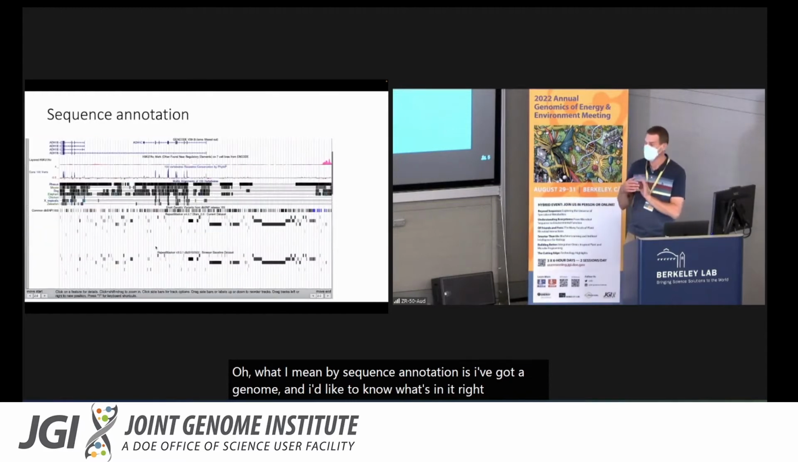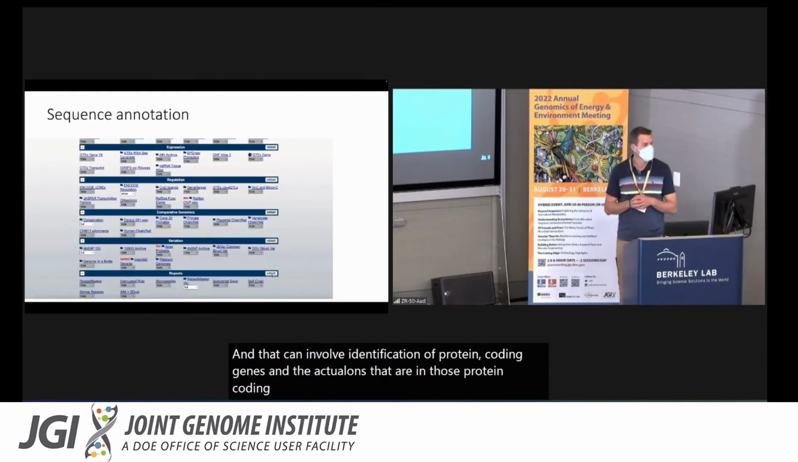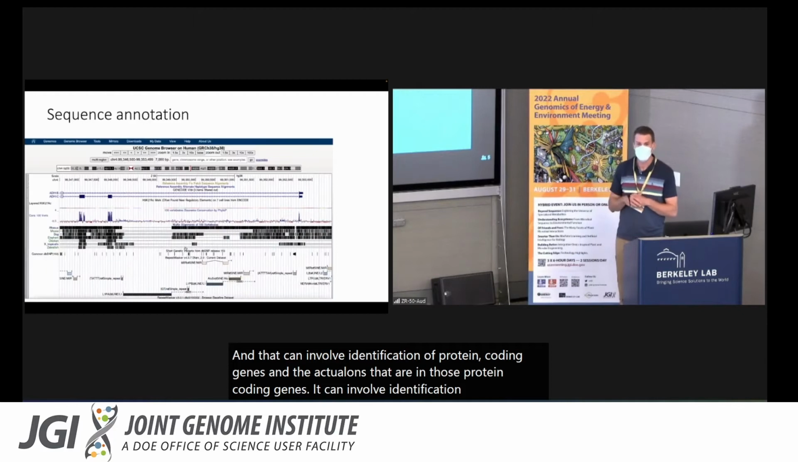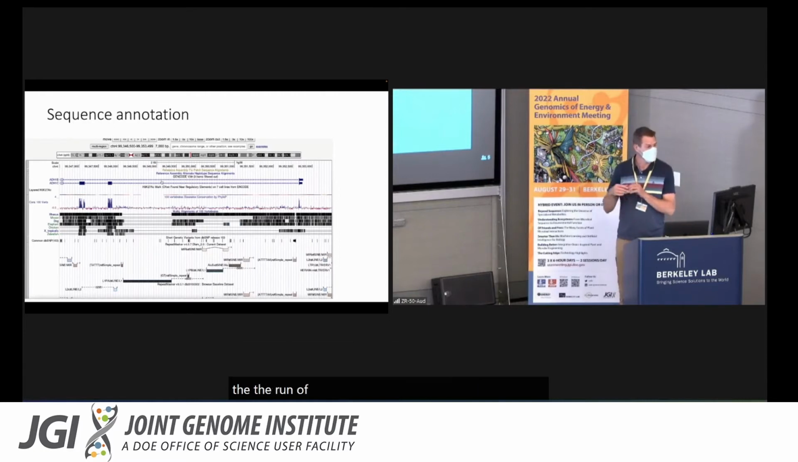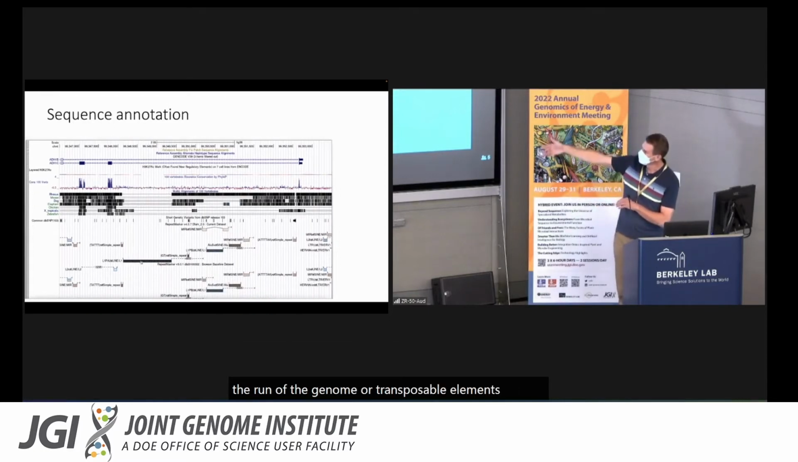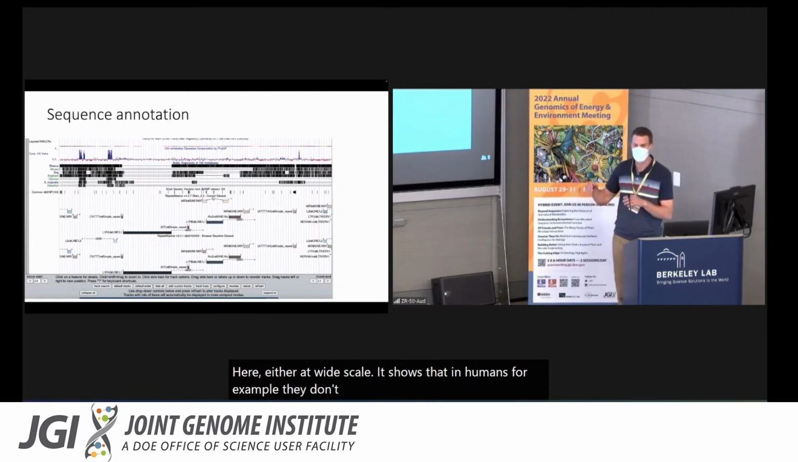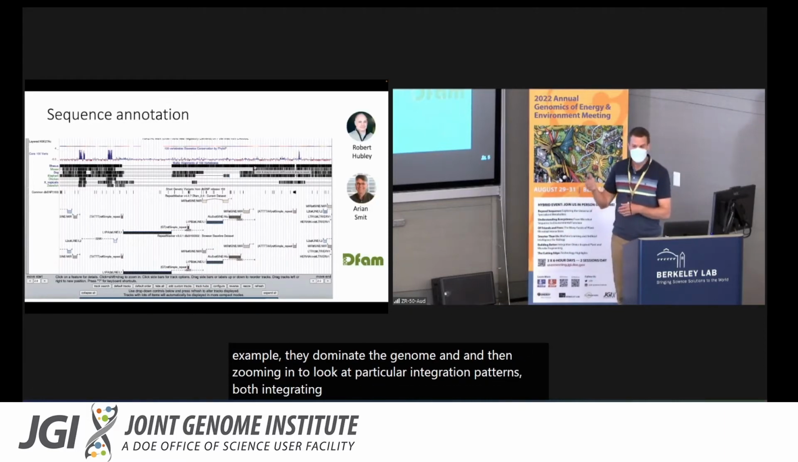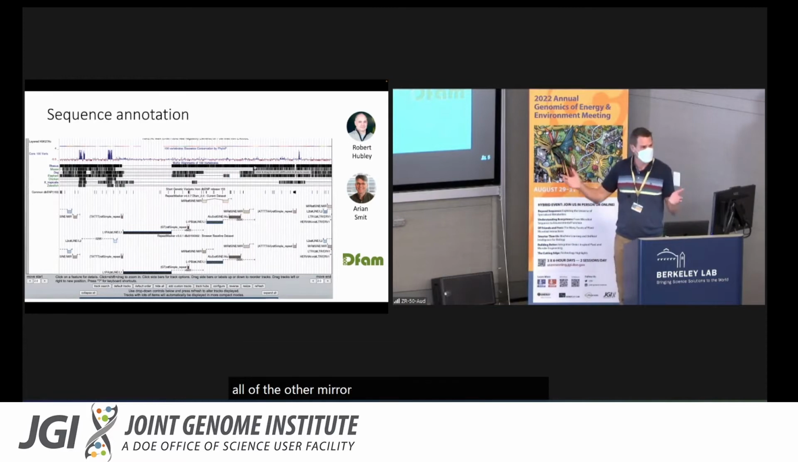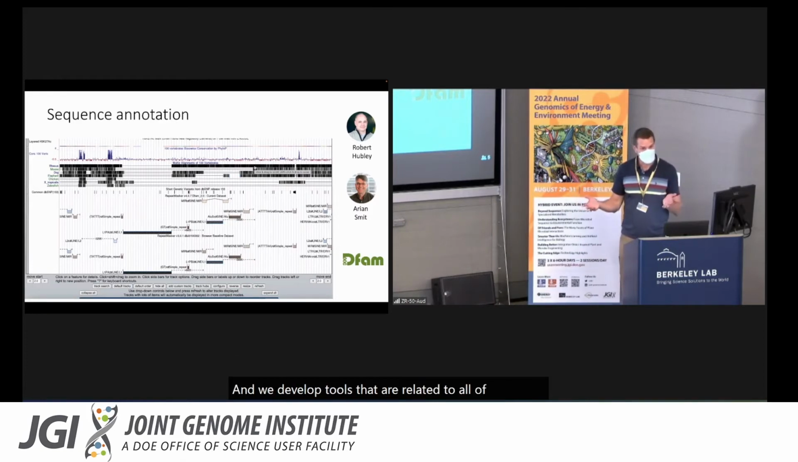And that can involve identification of protein coding genes and the exons that are in those protein coding genes. It can involve identification of other features that you might see, conservation values across the run of the genome, or transposable elements, as has been identified down in the bottom here, either at wide scale, where it shows that in humans, for example, they dominate the genome, and then zooming in to look at particular integration patterns, both integrating intergenically, but also TEs integrating within TEs, and all of the other myriad things that many of us in this room think about when it comes to annotation. And we develop tools that are related to all of those things.